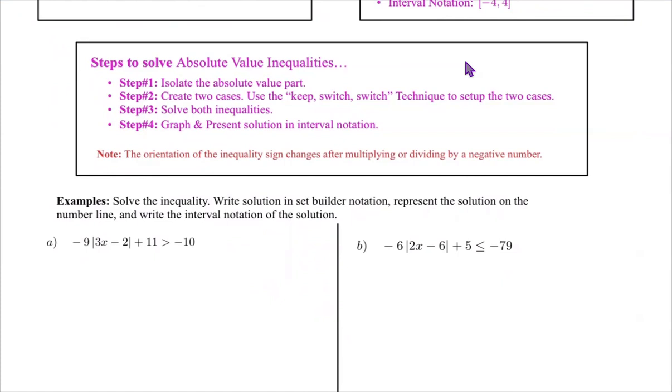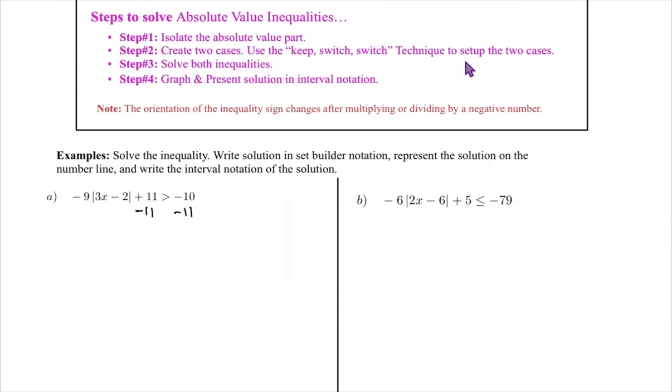-9 absolute value of 3x minus 2, plus 11, greater than -10. What we want here is to first get the absolute value by itself. To do so, let's add or subtract 11 on both sides. That is -9 absolute value. Let me change the color here.